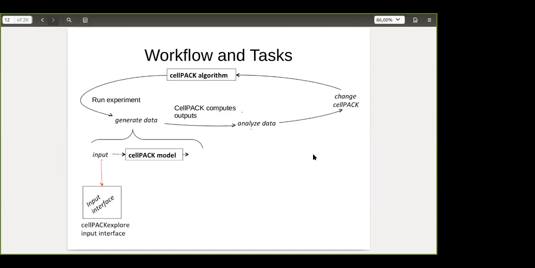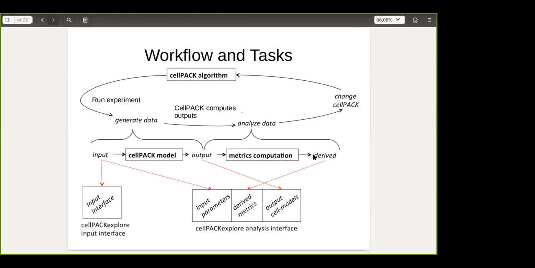We have set up CellPack Explorer, which has two different interfaces. First, we have an input interface. In this interface, the developers can set up and run an experiment. They can specify which parameters should be sampled and in what range. Then, CellPack Explorer starts the CellPack model and computes all the outputs.